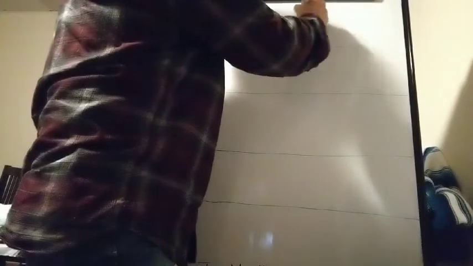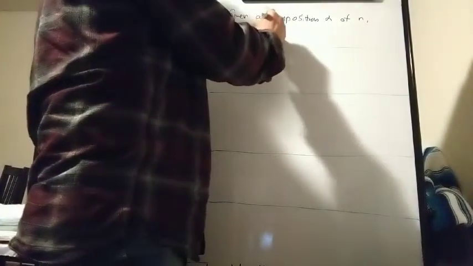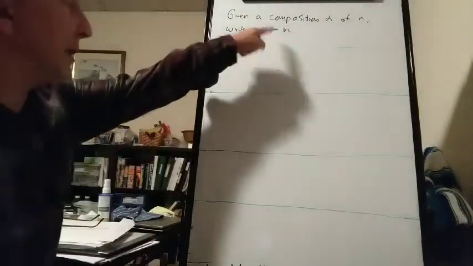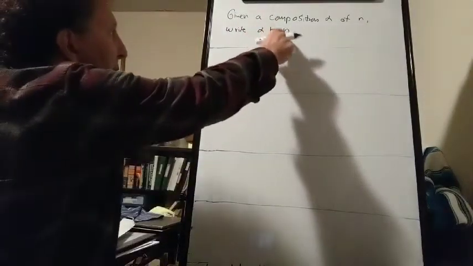First of all, let me introduce some notation. Given a composition alpha of n, I'm going to write alpha, sort of the same symbol that we use for a partition, except I'm going to make a double horizontal bar. So that means that alpha is a composition of n.